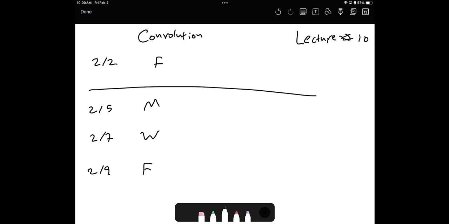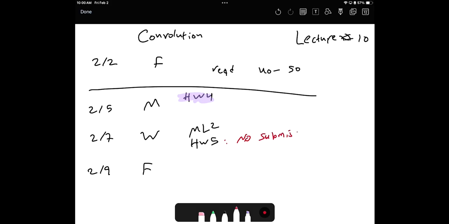So today is Friday, February 2nd. The reading is from page 40 to 50. And Monday will be the due date for homework number 4. On Wednesday, the MATLAB 2 project and also homework number 5. Remember, homework number 5, no submission, so don't worry about the submission. But make sure to practice the problems because these are important on the exam.